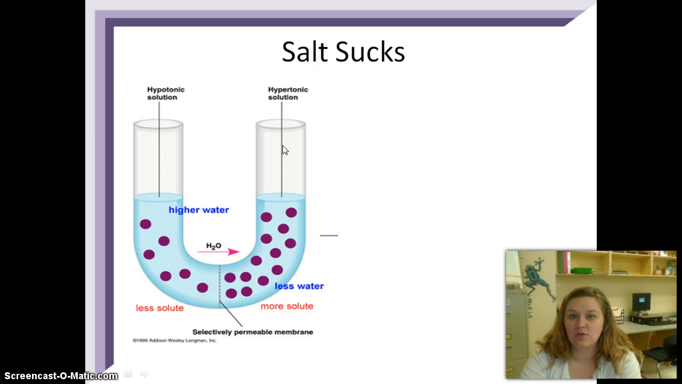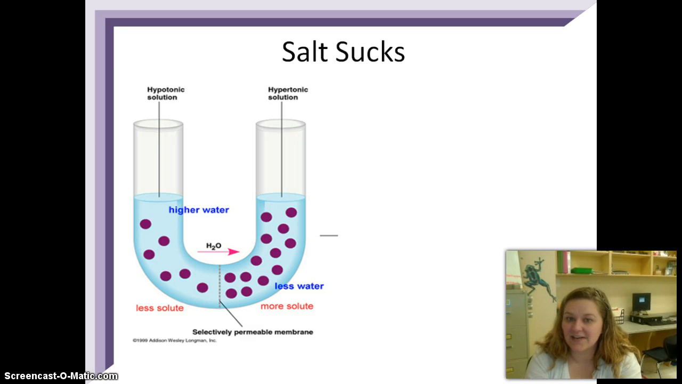So if we take a look at this picture, which the state loves to put on tests, you'll notice that we have a U-shaped tube that has a selectively permeable membrane. So remember, think about that. Selectively permeable means that it's going to select or choose what goes in and out of that membrane. So we have a solution that has a lot of water, not a lot of solute. And then we have a solution on this side that has more solute and less water. So what's going to happen? Is the solute going to move or is the water going to move?